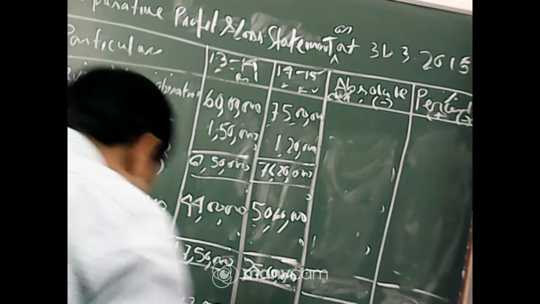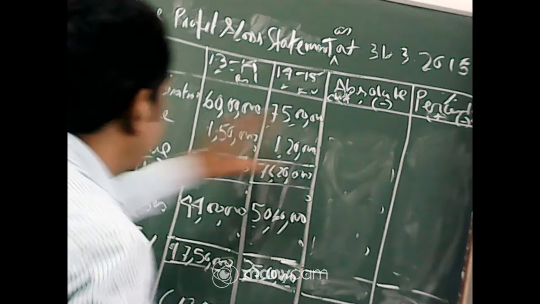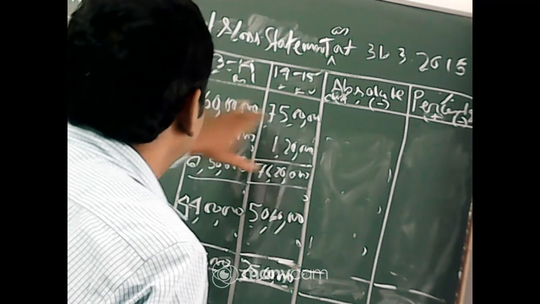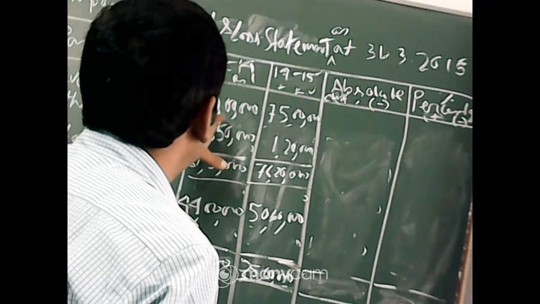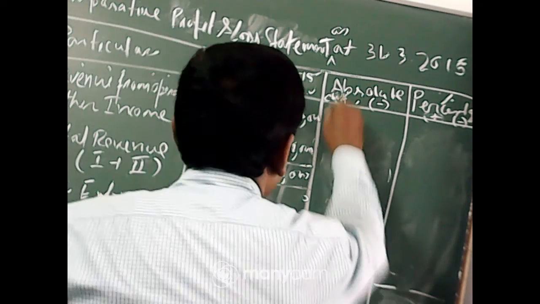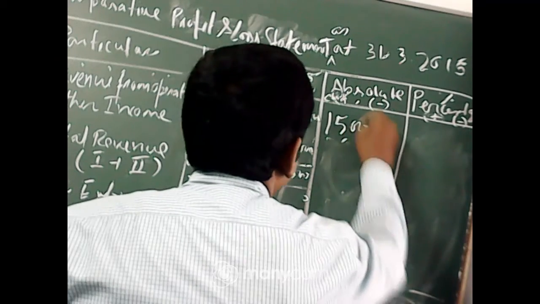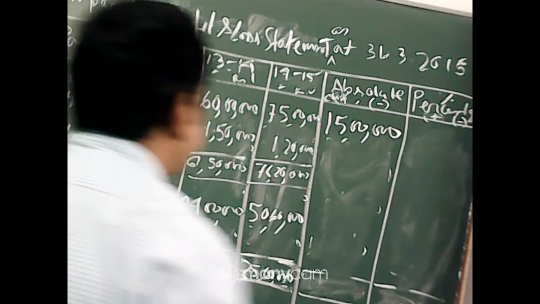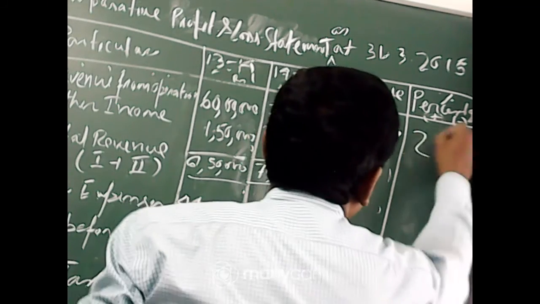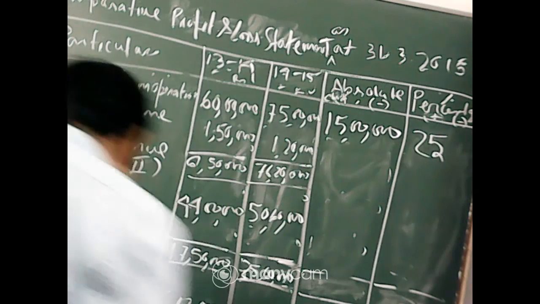Okay. Now you have to do the same thing, that is absolute change. What is the absolute change of revenue from operations? You have to subtract, because 13-14 is your base year, 75 lakh minus 60 lakh, that is 15 lakh. And what is the change in percentage? That is 15 lakh divided by 60 lakh into 100, that is 25%.